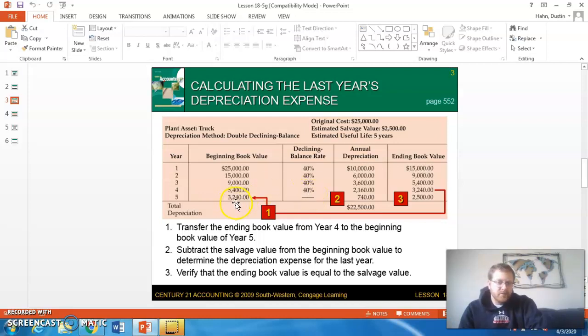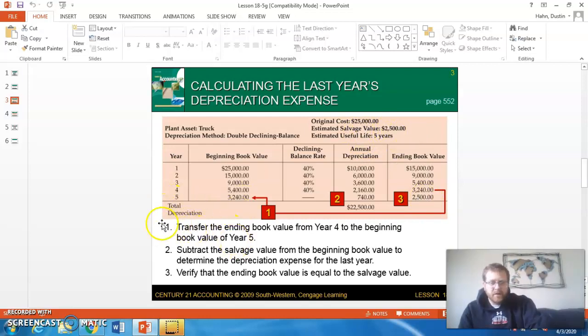However, you take 3,240 minus your salvage value, which is 2,500. 3,240 minus 2,500. This is where that 740 comes into play. So for that year, that truck depreciated $740 worth. Now take your beginning book value at the beginning of year 5 minus your depreciation. Here's where that $2,500 comes back into play. So you end year 5 with $2,500. That's also your salvage value.